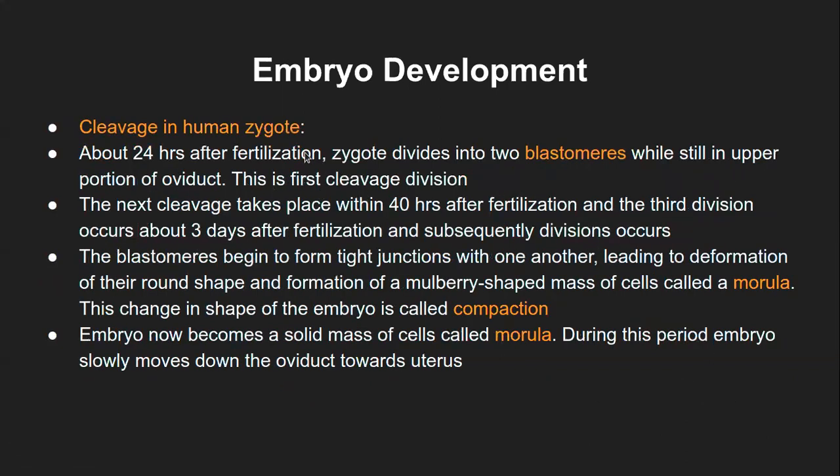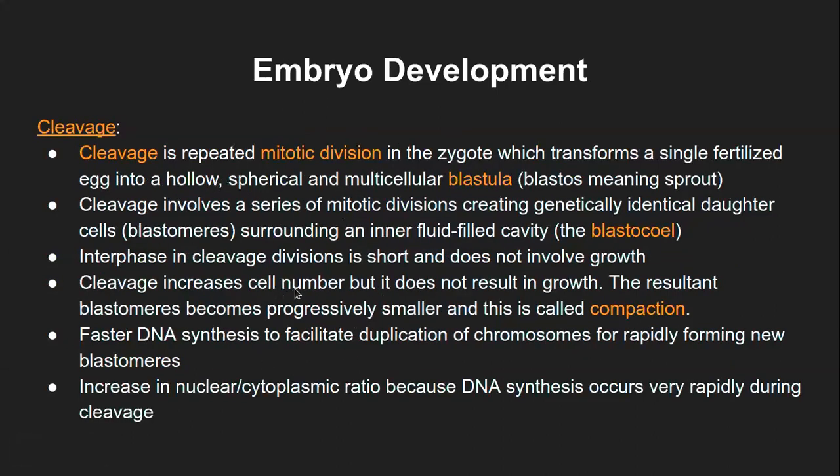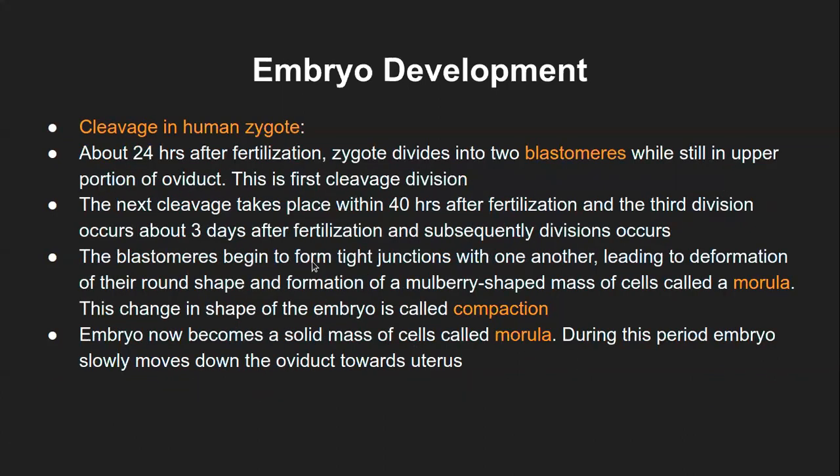Now, specifically with respect to cleavage in humans, this was the general process, right? How it should happen, and it does happen, even in humans. Specifically in the case of the human zygote, after about 24 hours of fertilization, that means the sperm and ova have fused, the ova has completely matured, the nucleus has merged, and that is stage 0, that is 0 hour. After that, 24 hours later, the zygote will start dividing into blastomeres.